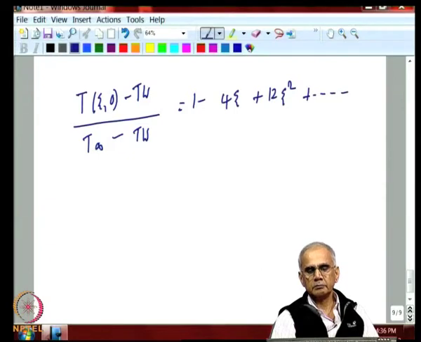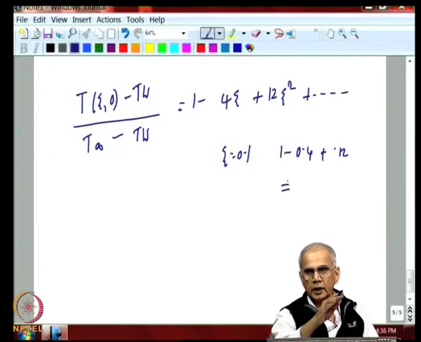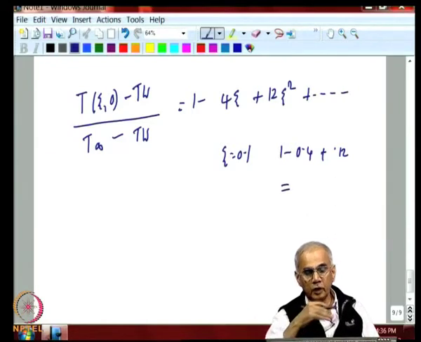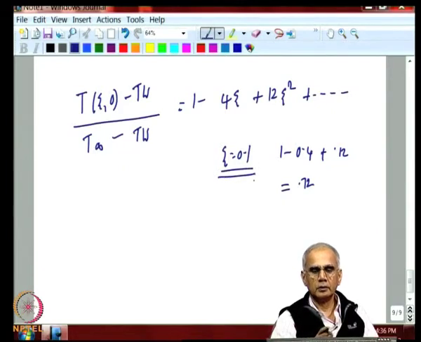So, let us take psi is 0.1 for example, then you will get 1 minus 0.4 plus 0.12, right. This is 0.72. So, this shows that the non-dimensional temperature will decrease to about 0.72 at a distance of 0.1 from the origin.